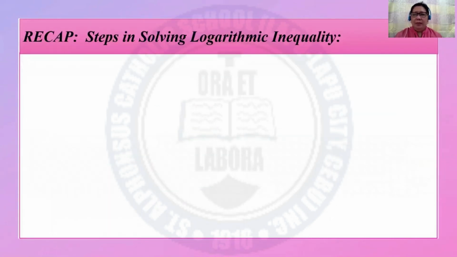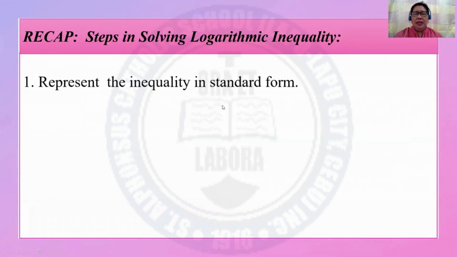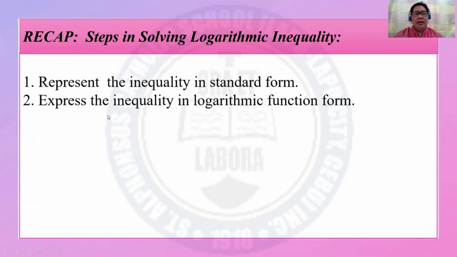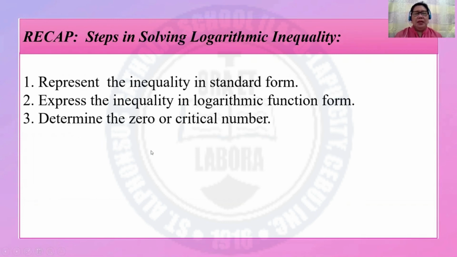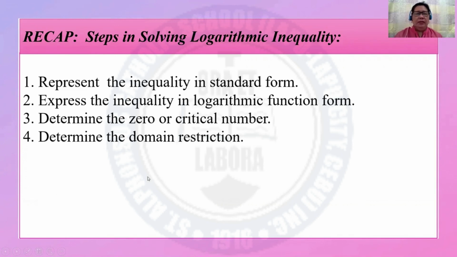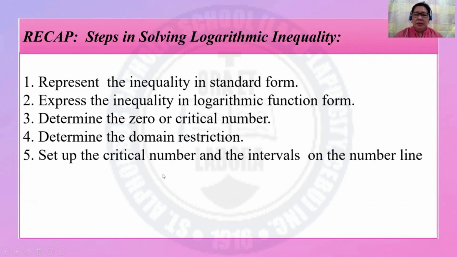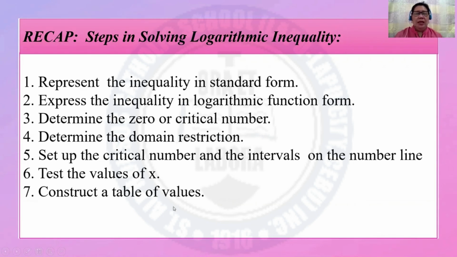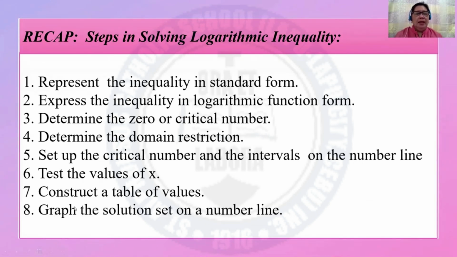Then, let's recap. So, the steps in solving logarithmic inequality are the following. Represent the inequality in standard form. Express the inequality in logarithmic function form. Determine the zero or critical number. Determine the domain restriction. Set up the critical number and the interval on the number line. Test the values of x. Construct a table of values. And graph the solution set on a number line.